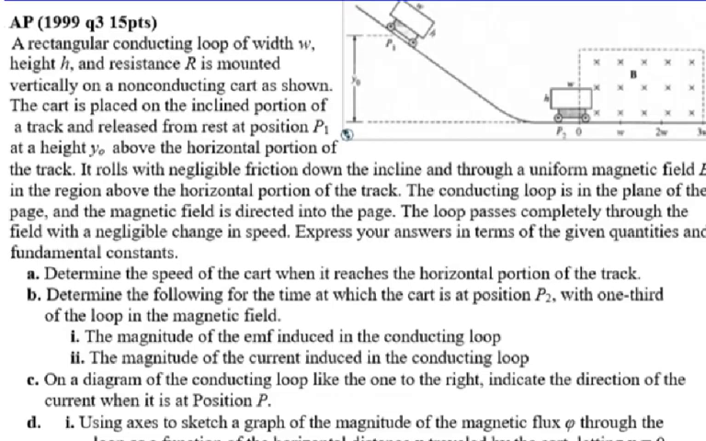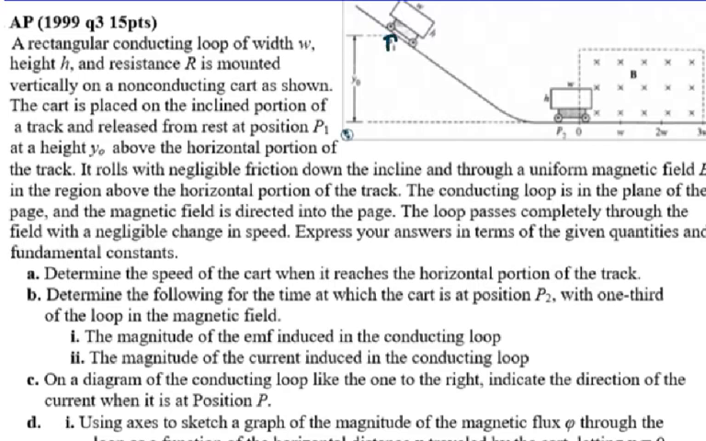Let's solve together 1999 AP Physics B FRQ question. In this question, they say that a rectangular conducting loop of width W and height H and resistance R is mounted vertically on a non-conducting card as shown in the picture. The card is placed on the inclined portion of the truck and released from rest at the position P1.